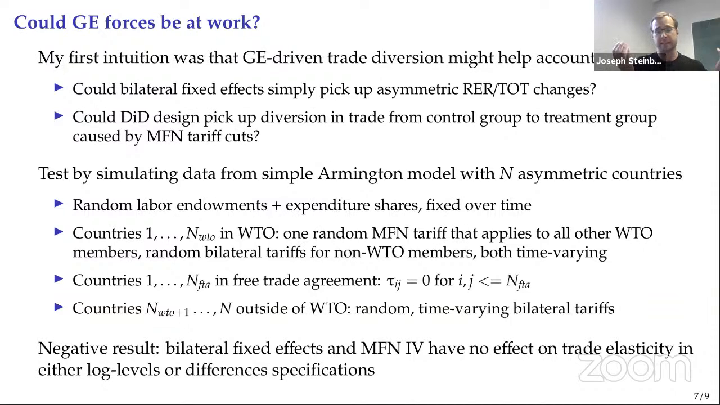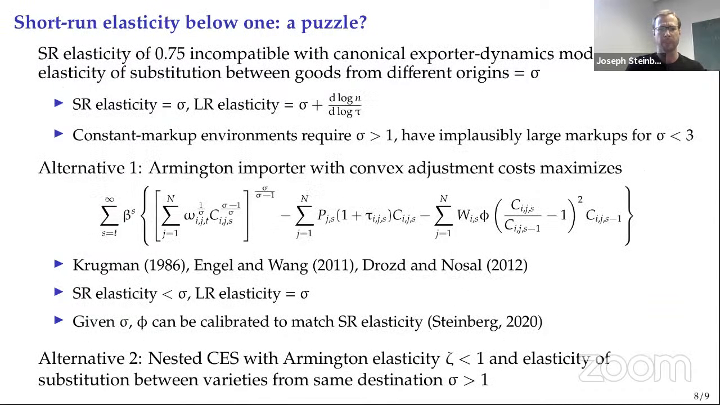What you find is that bilateral fixed effects do nothing. This MFN IV does nothing. This is probably not that surprising, but the point is simply to say we need to understand the economics behind these results. I think that's really important. Finally, a very last comment.